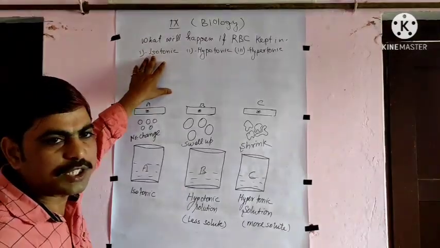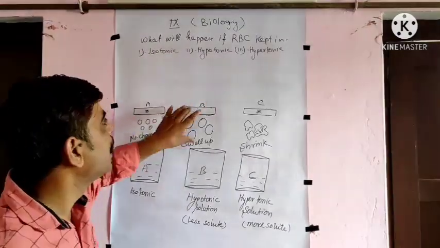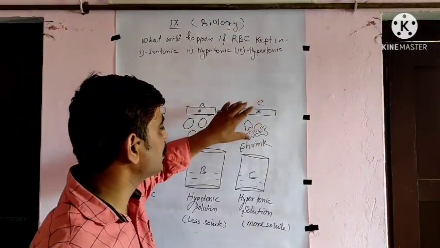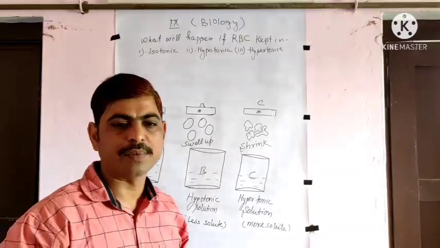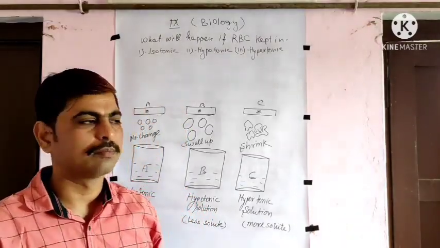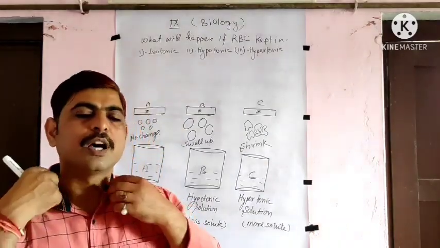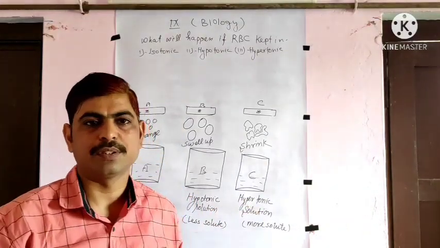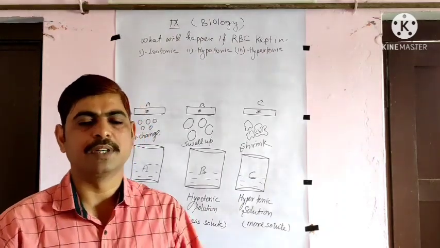So what will happen if RBC is kept in isotonic solution? There will be no change. If kept in hypotonic solution, it will swell up, and if kept in hypertonic solution, it will shrink. This is the answer of the question. I hope by watching this video and understanding this topic, you will now be able to answer this question whenever it comes in your exam or after exam.